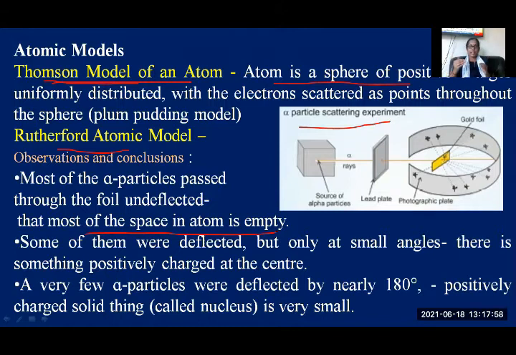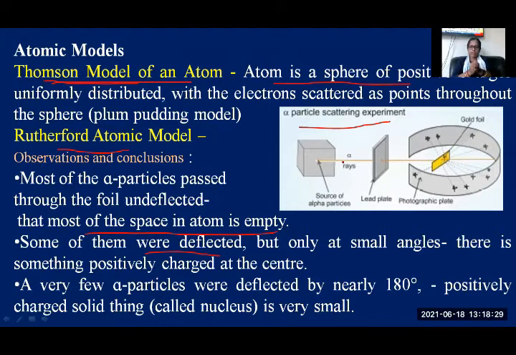Okay, and then there were some rays which were deflected to a small angle. That indicates that these alpha particles will be positively charged. Okay, so when they are passing, if some of the rays are deflecting, that means they are changing their path to a small angle, that means that there must be some kind of obstruction.